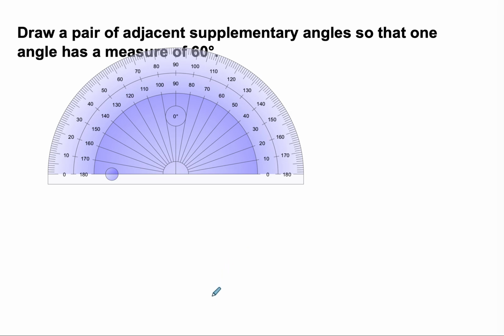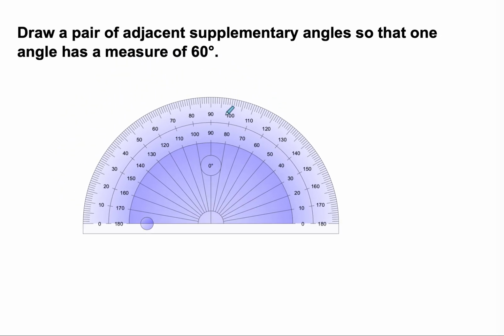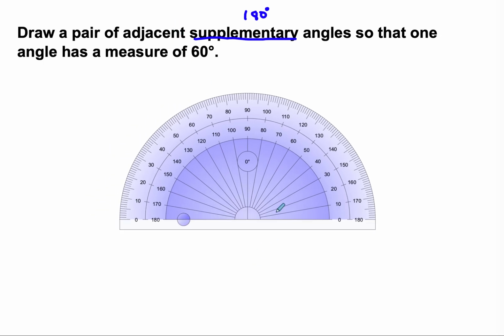All right, let's take a look at this next one. Again, I want you to grab your protractor and do this with me. So find that protractor. Hopefully it hasn't gone far from the last time we used it earlier in this video. Draw a pair of adjacent supplementary angles so that one angle has a measure of 60 degrees. Supplementary means they're going to total 180. Adjacent means I'm going to label two angles that are next to each other.